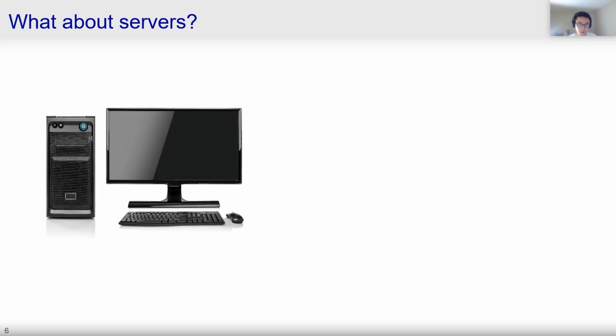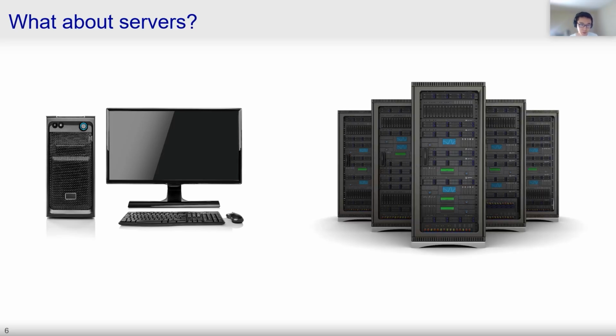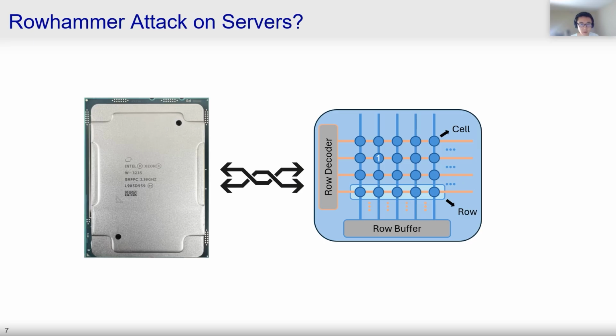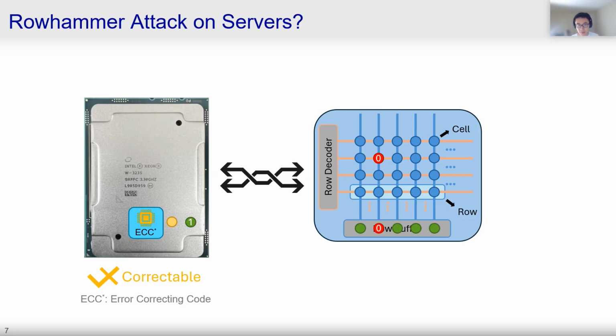So for now, we have been talking about Rowhammer attacks on consumer computers. What about servers? It turns out that servers have something called error correction code, or ECC, capability, that makes them more resilient against Rowhammer attacks. Let me explain how this works. Let's say there's a Rowhammer bit flip and the CPU sees it. The ECC logic will be able to detect the bit flip, correct it, and write the correct data back.